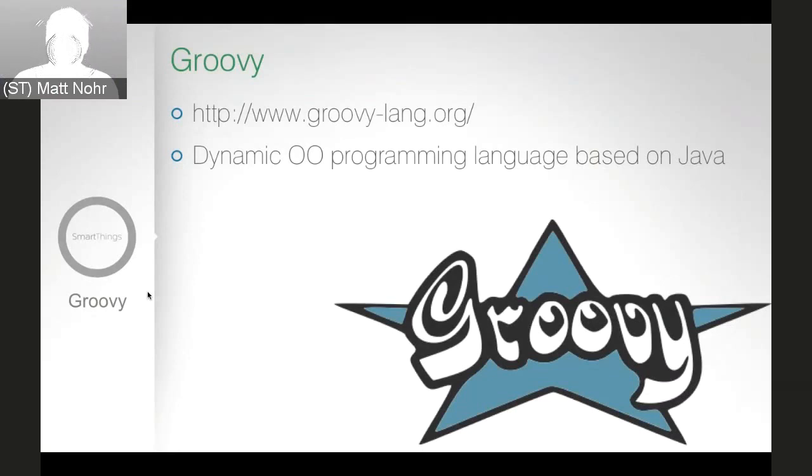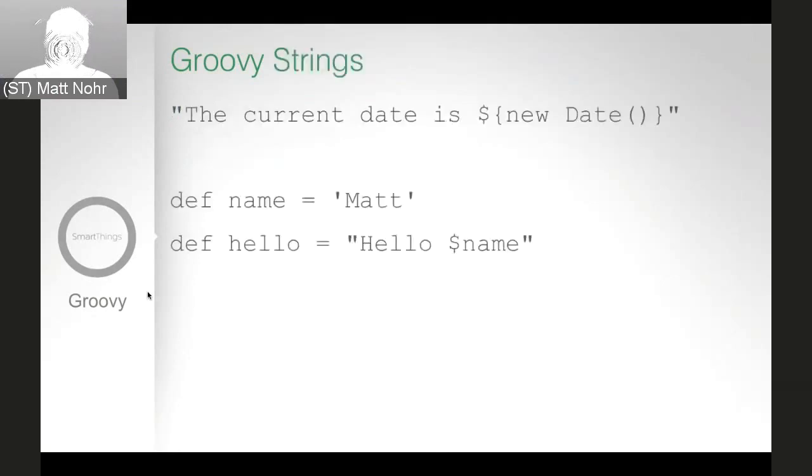So there's a couple quick things about Groovy, and then I'll get into actual smart apps. Strings and how they're handled is a little different than some other programming languages. They're called Groovy Strings, or the unfortunate name of G strings.